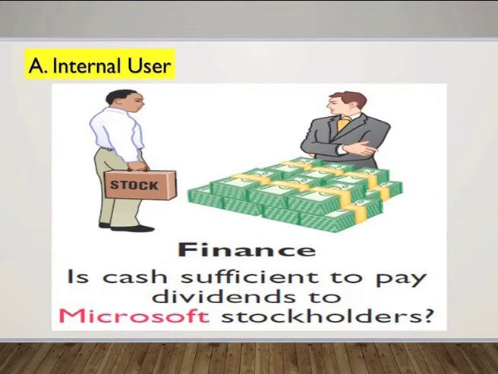Who consists of internal users of accounting information? One, it is the management, the Department of Finance. They use this accounting information. For example, is the cash sufficient to pay dividends to Microsoft shareholders? This is decided by the finance department of a company. This finance department decides all these things by studying the financial statements of a company.